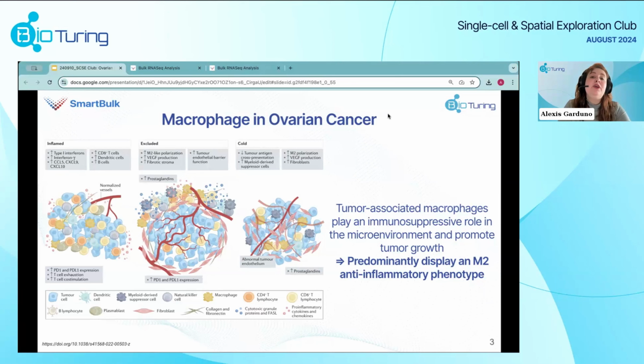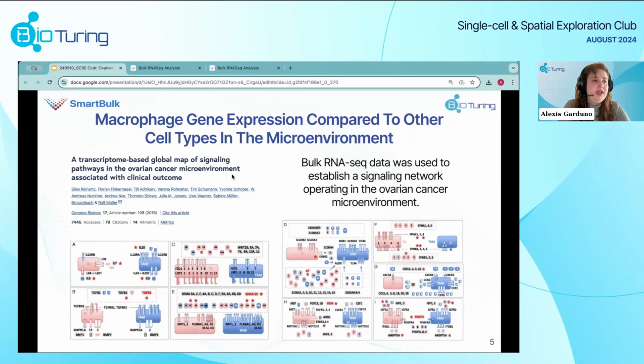So to do this, we analyzed a specific public bulk RNA-seq data set from ovarian HGSC patients. This figure in the slide illustrates the signaling network that operates in the ovarian cancer microenvironment, which is identified using the bulk RNA-seq data. We mainly wanted to focus on comparing the gene expression patterns between these TAMs, tumor cells, and other T cells or other immune cells within the microenvironment.